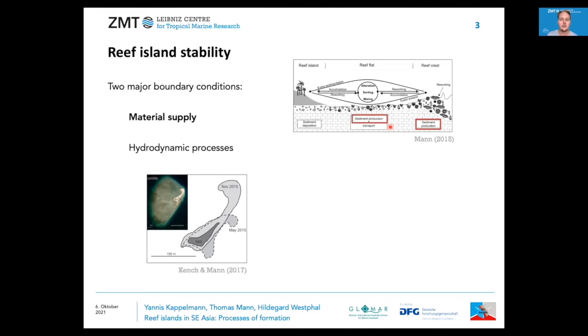What this sketch also implies is that these dynamics are usually governed by the hydrodynamics, which is the second boundary condition. So these islands are constantly evolving and maybe also, as in this instance here, may change their morphology in accordance to, in this case, the monsoon.